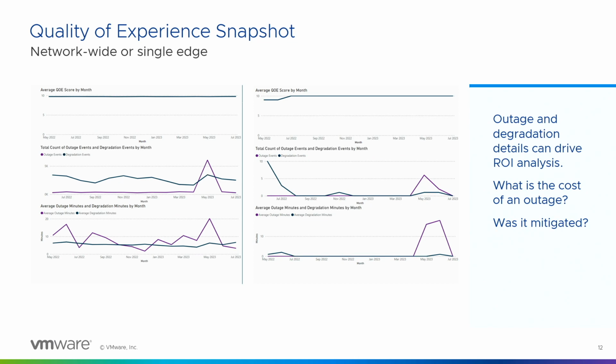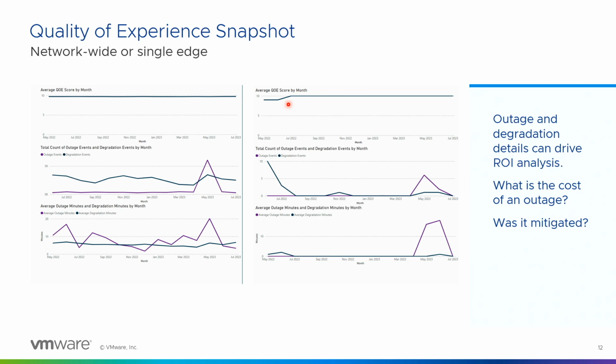Another good indicator of performance is the quality of experience score, or QoE. You can look at the network overall, as we see on the left, or you can drill down into one site, as we have on the right. QoE shows you how effective your network is performing when degradation or outage events happen.